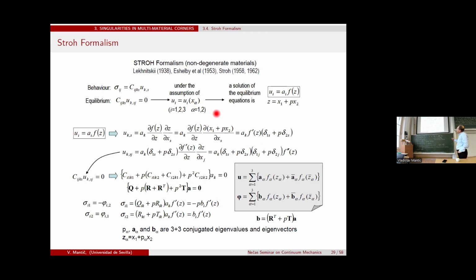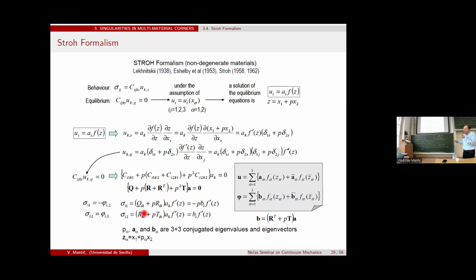Some quick review of the Stroh formalism, which was basically developed at the end of the 50s, but there were some previous very closely related works by Lekhnitskii and Eshelby. So we already saw this, that we express displacement in terms of one constant vector times one scalar function of the zeta variable. We already know that this p will be complex. We arrived at this quadratic eigenvalue problem, we know it.